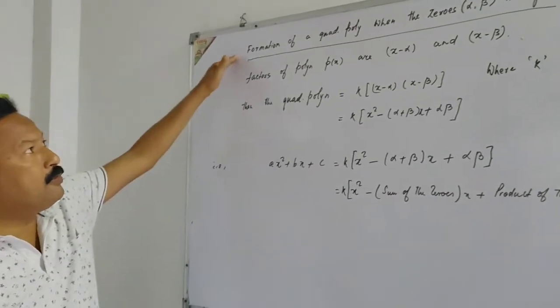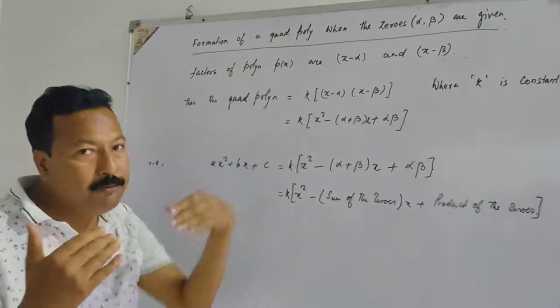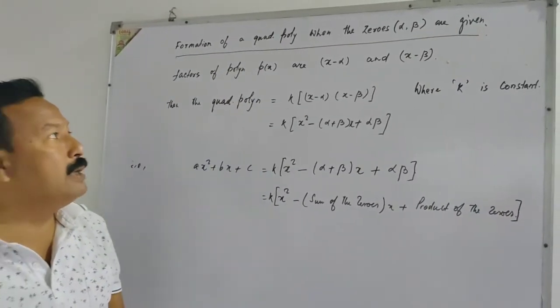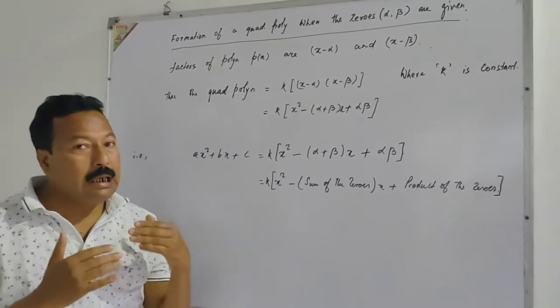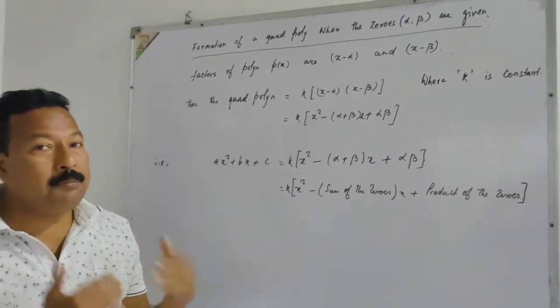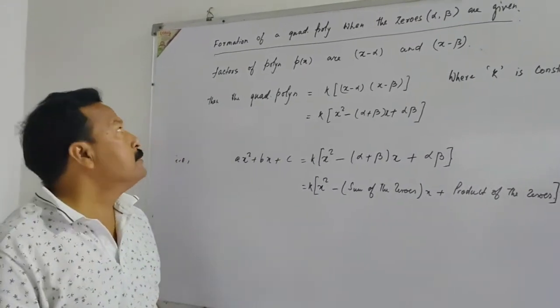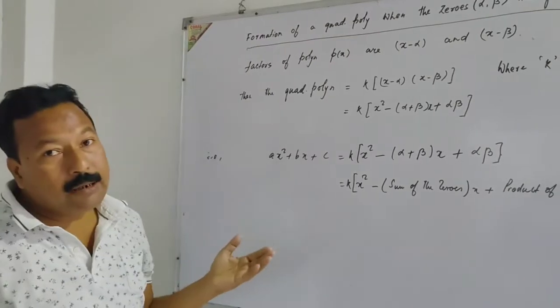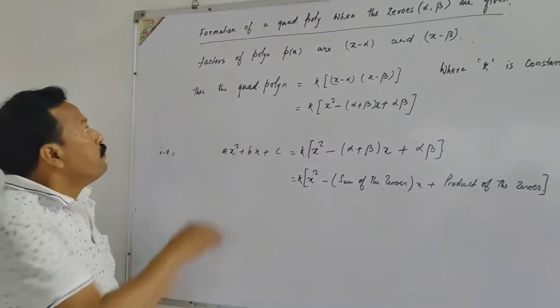Now, formation of a quadratic polynomial. How can we form a quadratic polynomial when the zeros are given? That is, if alpha and beta are given to us, then the quadratic polynomial can be found.